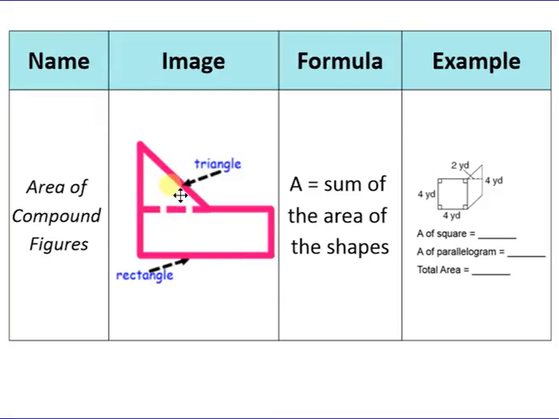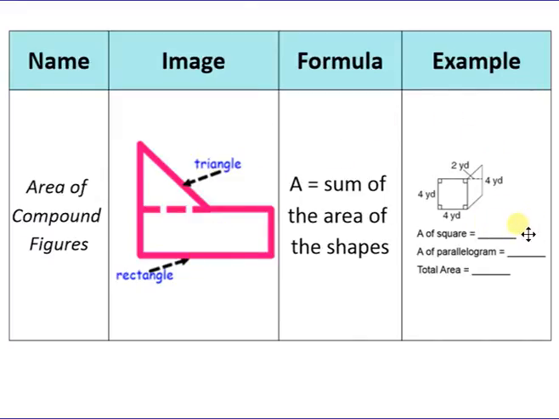You'll notice that they are completely bound together, okay? Now, the formula for compound shapes is the sum of the areas of the shape. What that means is that in this case over here, you're going to find the area of the triangle as you normally would. You're going to find the area of the rectangle as you normally would, and then you're going to add those two areas together in order to get your final answer.